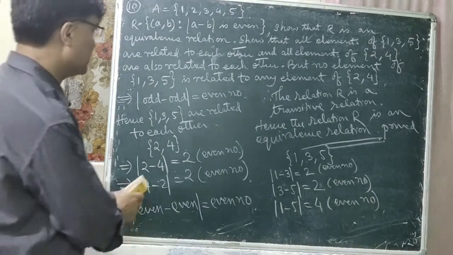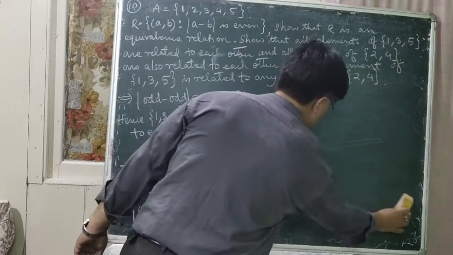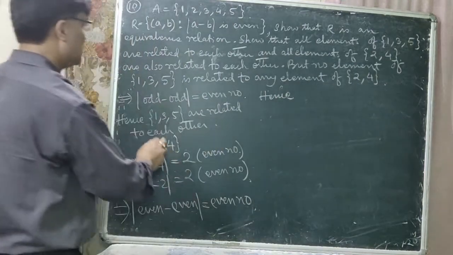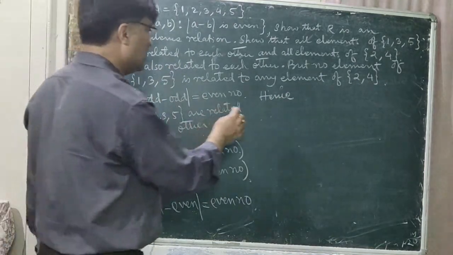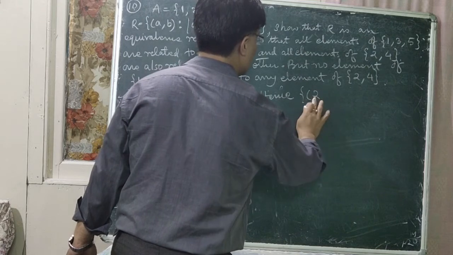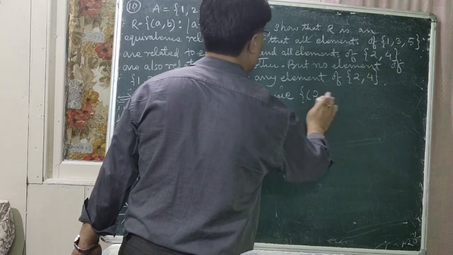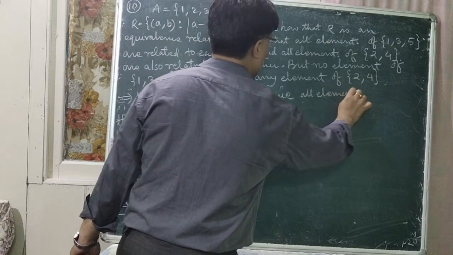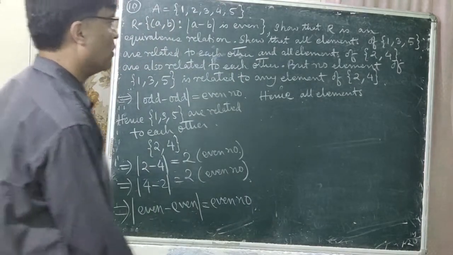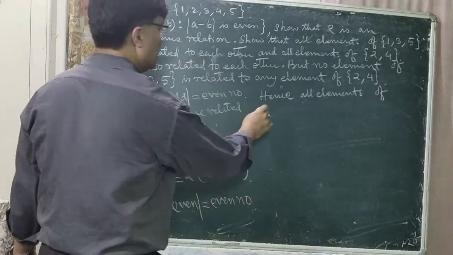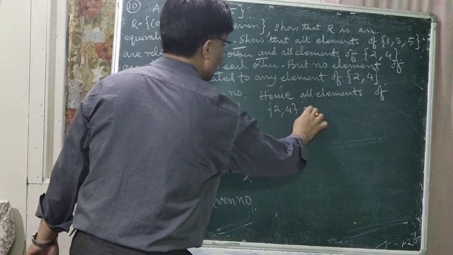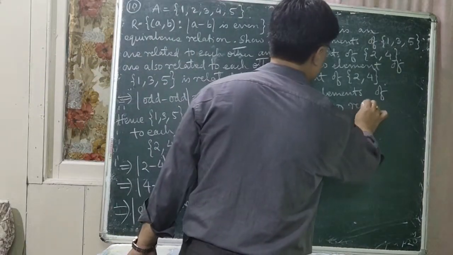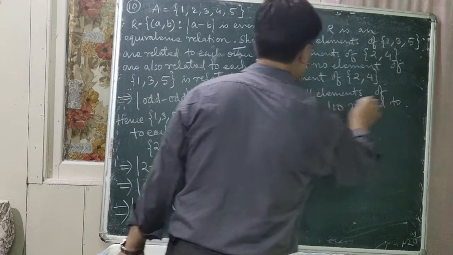So you can write here, hence 2, 4 are also related to each other. Hence all elements of {2, 4} are also related to each other.